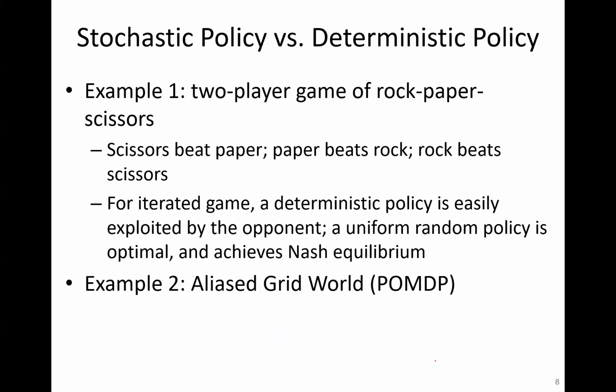There are benefits to taking a stochastic policy versus a deterministic policy. For example, take the two-player game of rock, paper, scissors. Scissors beat paper, paper beats rock, and rock beats scissors. For this kind of iterative game, where each opponent takes one action followed by the other opponent, a deterministic policy is easily exploited by the opponent. And the uniform random policy, where you select each of the three actions with 33% probability, is optimal and achieves the Nash equilibrium.